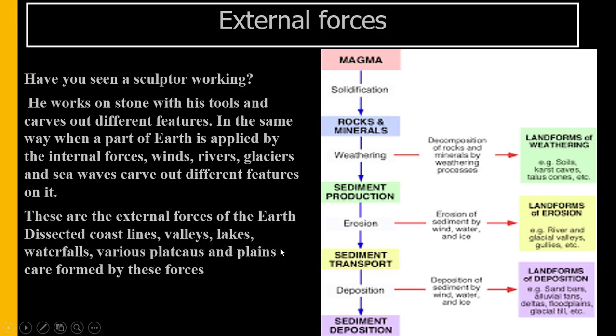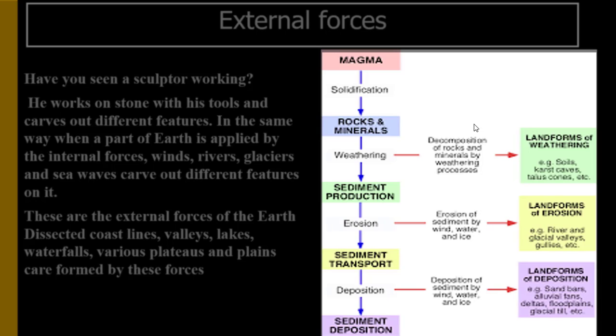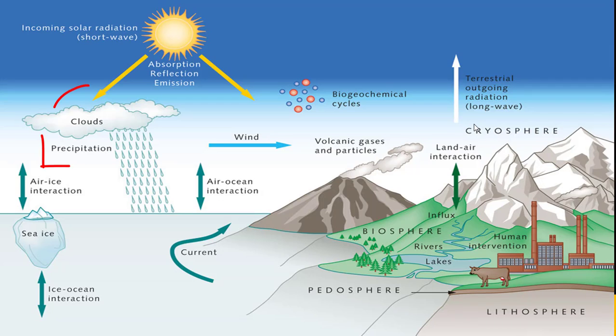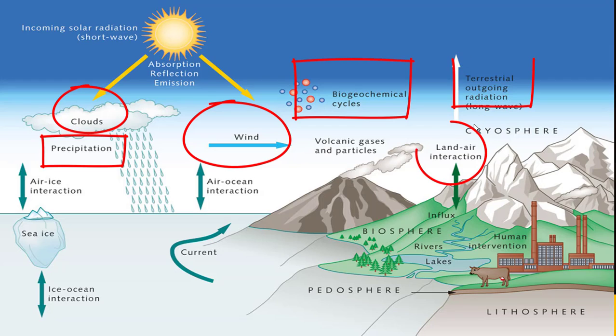As you look in the diagram, when the magma solidifies, it turns into rocks and minerals. Rocks and minerals are processed by weathering and turn into landforms of weathering. Likewise, when weathering occurs, they turn into sediment production, and these sediments are affected by erosion and turn into landforms of erosion. Likewise, sediment transportation is affected by deposition, and these are called landforms of deposition. So these are the external factors. Look at the picture: clouds, precipitation, wind, biogeochemical cycles, land air, terrestrial radiation. These all are external factors that affect the system.